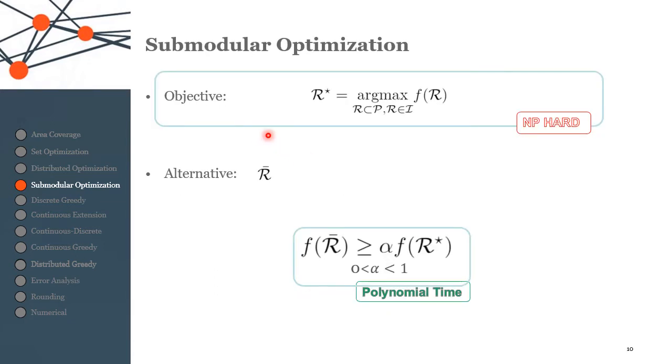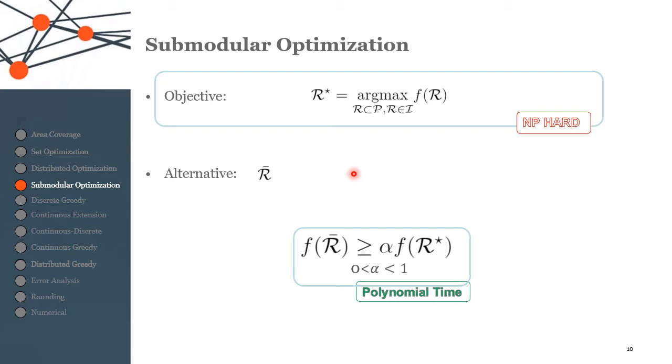There is a challenge in finding the optimal solution to a set maximization problem when given a ground set and also the constraint. The challenge is that solving these kinds of problems is NP hard, meaning that as the size of the ground set increases, the number of operations needed to find the optimal strategy set, R star, increases exponentially. So there could be an alternative way of solving this problem.